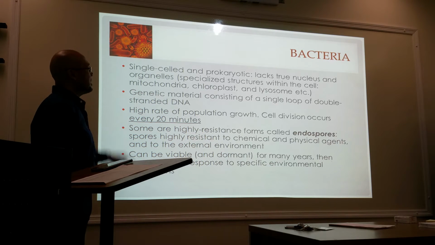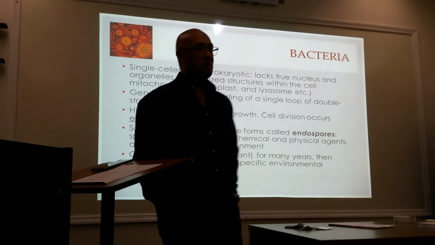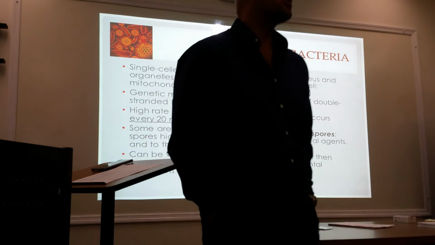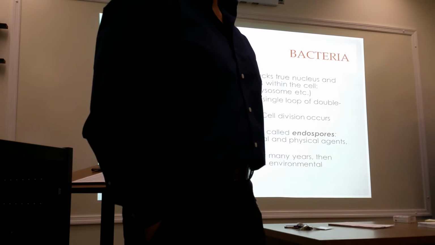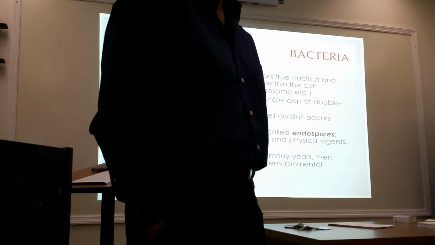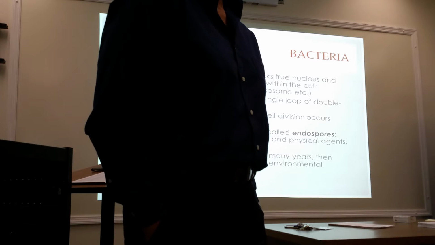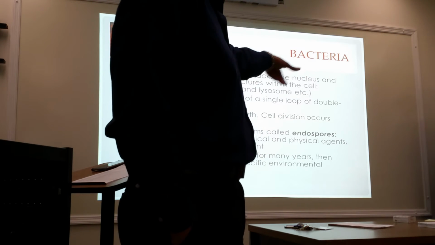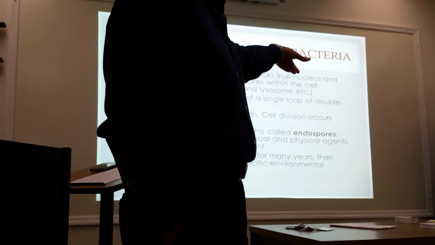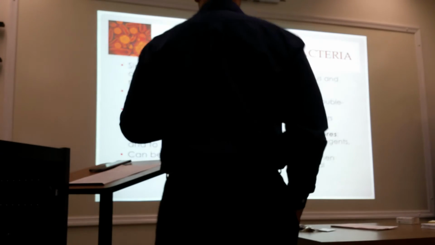They have genetic material consisting of a single loop of double-stranded DNA. What is DNA? Our genetic code. It's the code. It tells your cells what to do. There are a set of instructions of what the cells do. Without that code, the cell wouldn't know what to do. So even bad microorganisms have a single strand of DNA. It needs a function. It needs orders to operate.